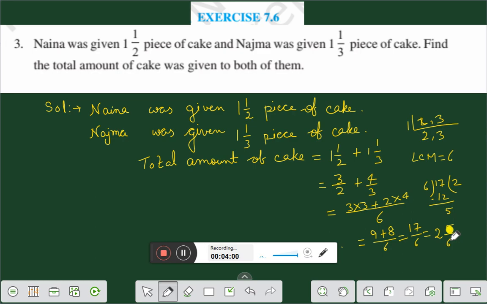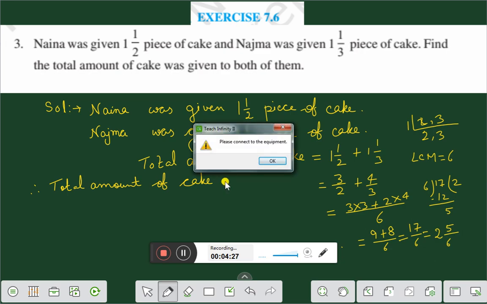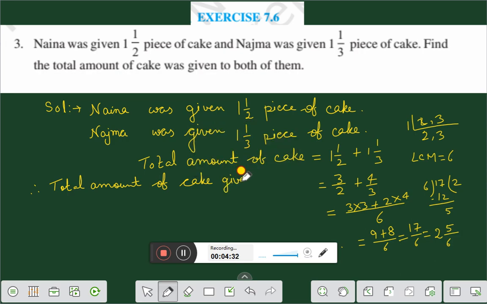Okay, so the total amount of cake given to both of them is 2 whole 5 by 6 piece of cake.